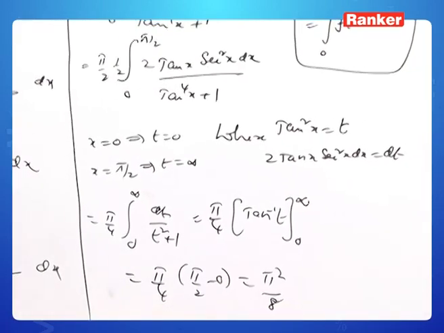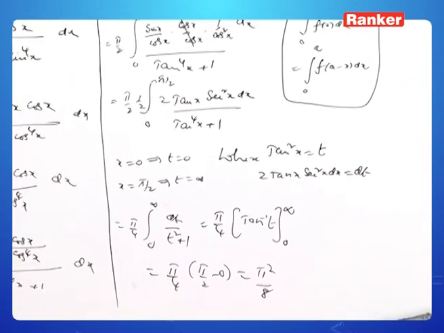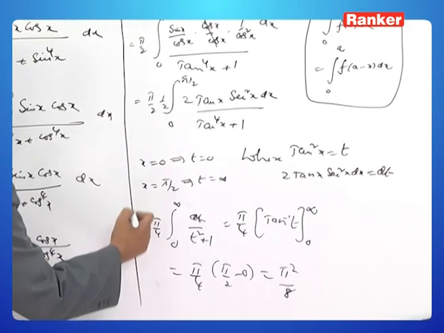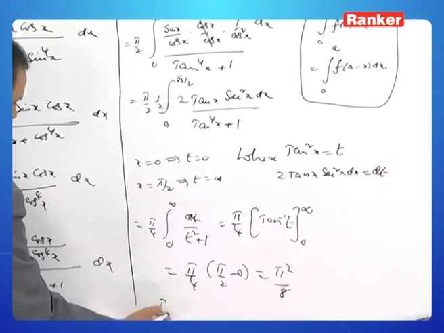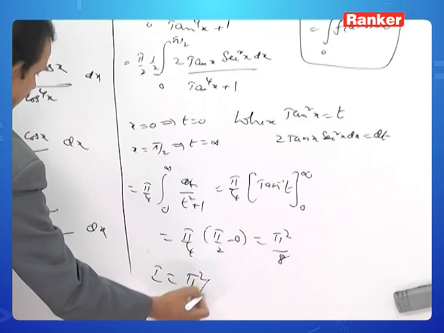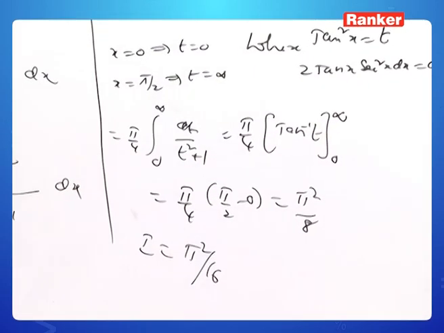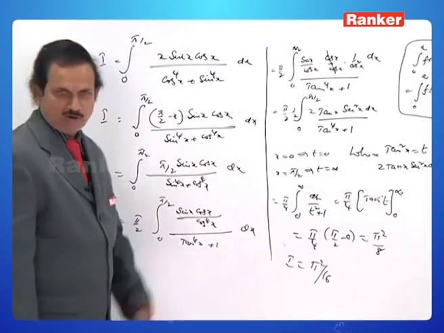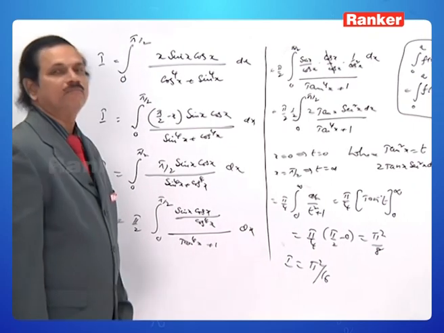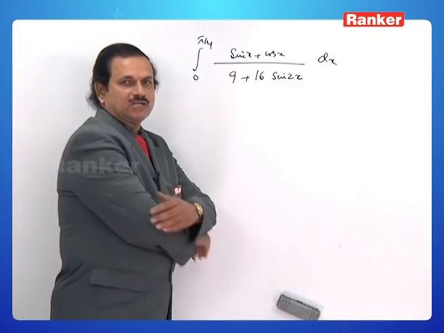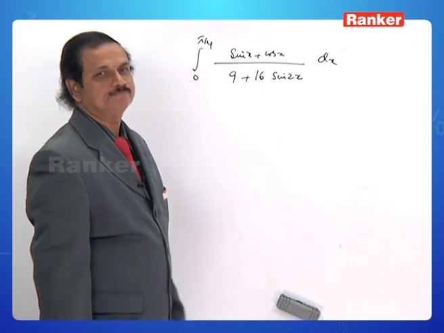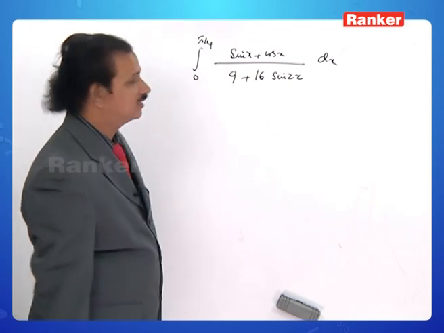You see, this is all 2I but not I. Therefore, 2I is equal to pi square by 8, hence I is equal to pi square by 16. We have got 2I but not I. So, the I is pi square by 16. It is also a famous problem. Let us get it solved.